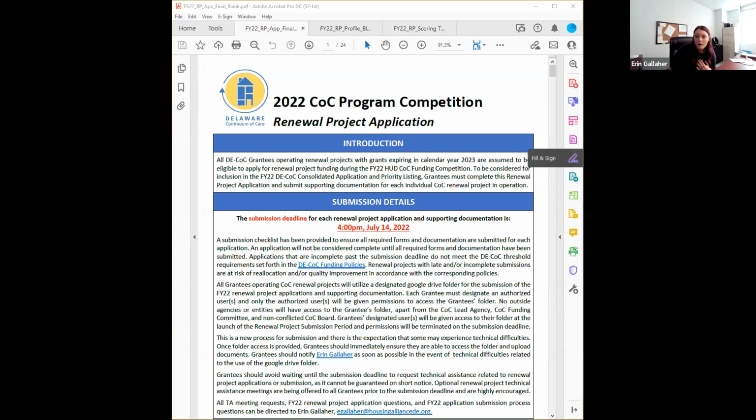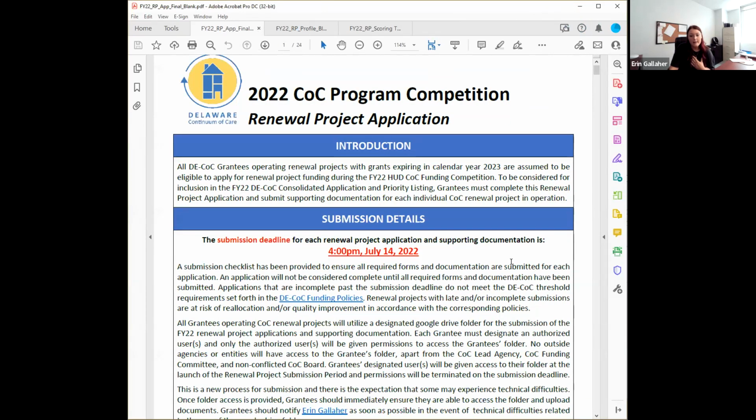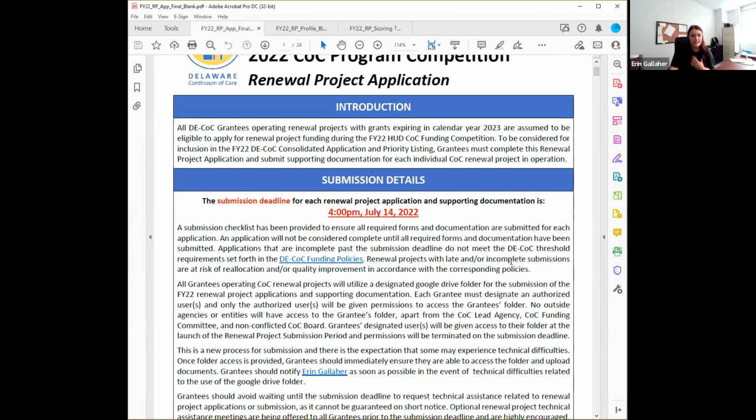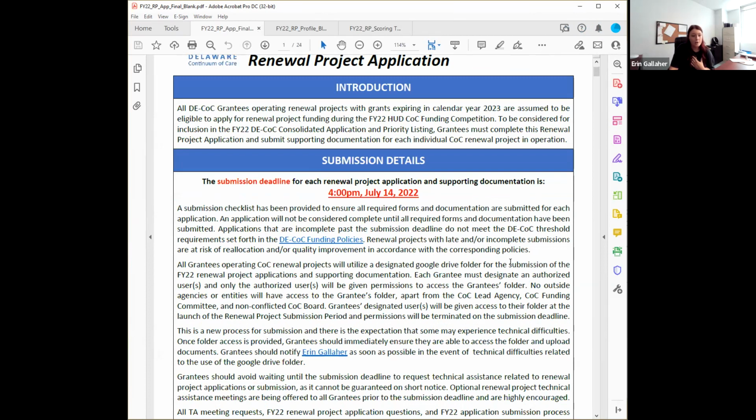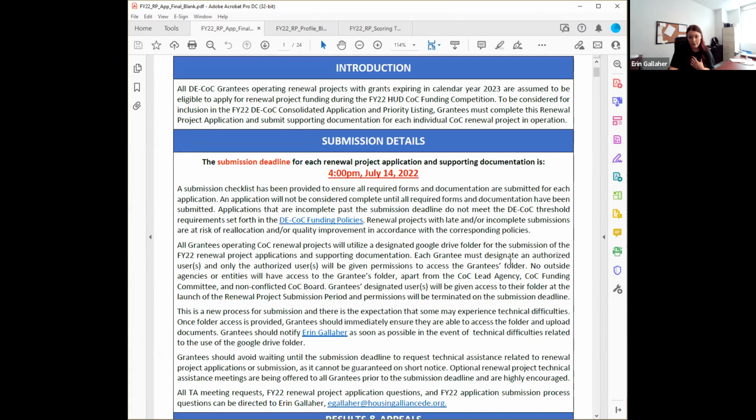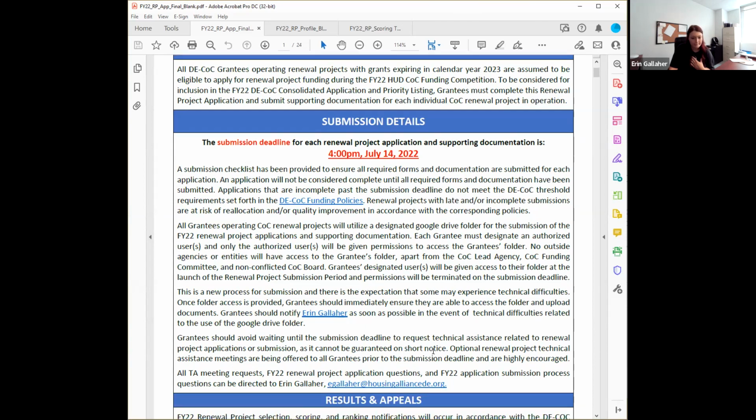Okay, so this guy right here is the application. Again, the application itself contains a lot of the same information that it did before. It's just been moved around or made to be a little bit easier for you guys. This submission details just gives a little bit more information on the process for the Google Drive. And we will be looking at that in just a second.